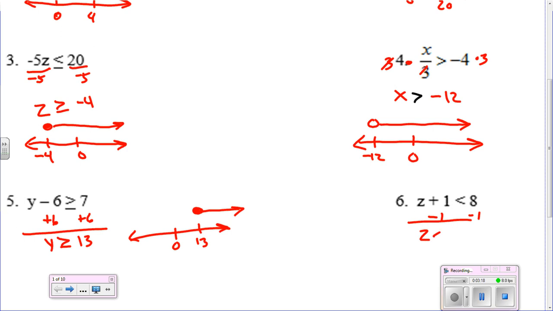Number 6, z plus 1, just subtracting 1 from both sides. It gives you z is less than 7. Wow, that looks like less than, greater than. Let's make that 7 a little longer.